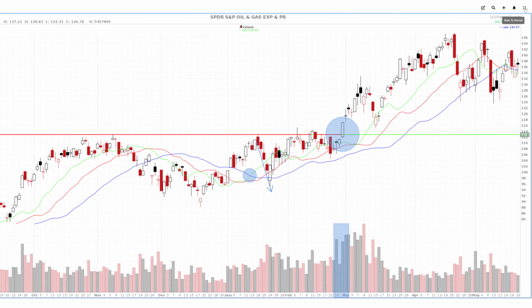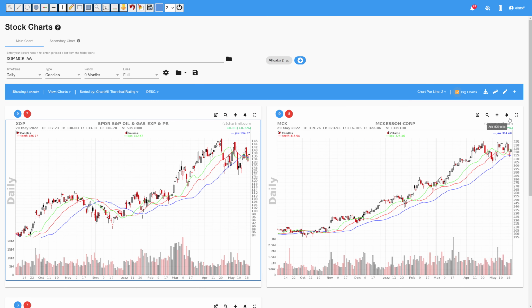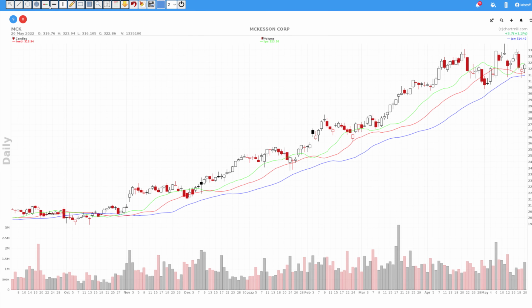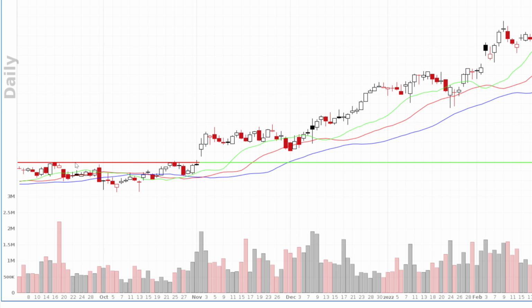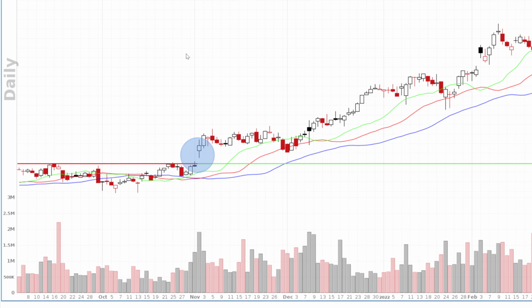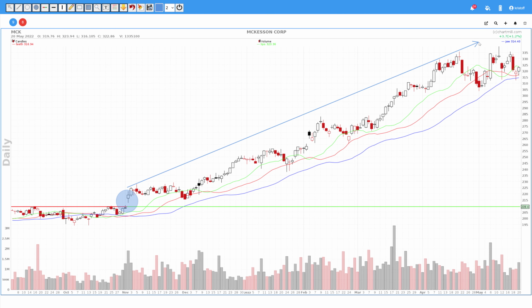The same thing happens at MCK. First, there is a bullish trigger signal, and a few days later the price opens with a gap up, above the existing resistance. Next, an impressive rally kicks in, taking the stock from 215 to a top of more than 335 in about 6 months.